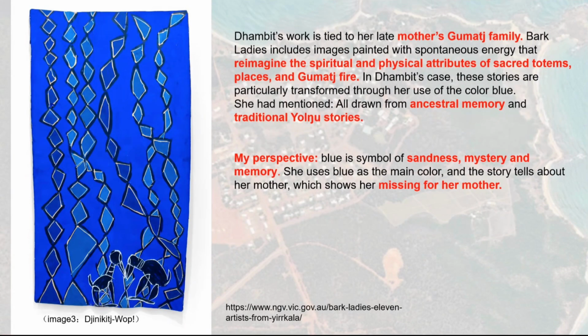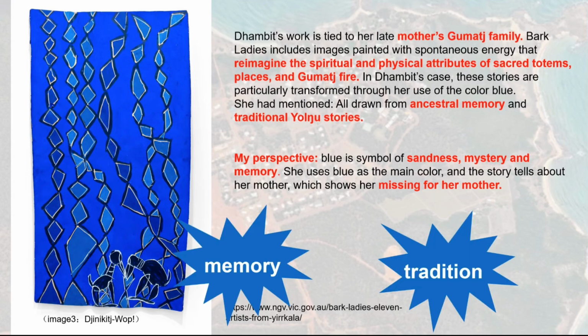The next painting is about the artist's mother, the Gumatj family, reimagining the spiritual and physical attributes of sacred totems, places, and Gumatj fire. She used blue for ancestral memory and traditional Yolngu stories. So, I can conclude memory and tradition as the keywords.